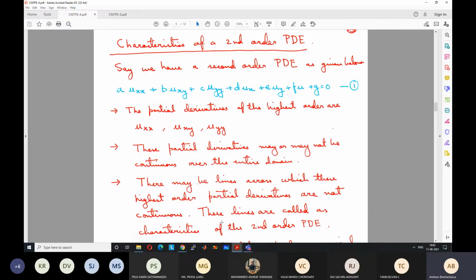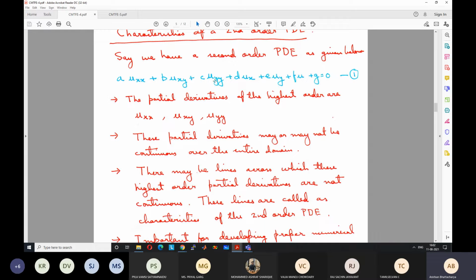Let me reiterate this point because students get confused here. There is a domain where you have a variable u, which is a function of x and y. This u may be continuous, but its second order derivatives, uxx, uxy, uyy, may not be continuous across the entire domain. There may or may not be lines across which these derivatives have a sudden jump. They are not continuous, or on that line there is no solution for the second order derivative.